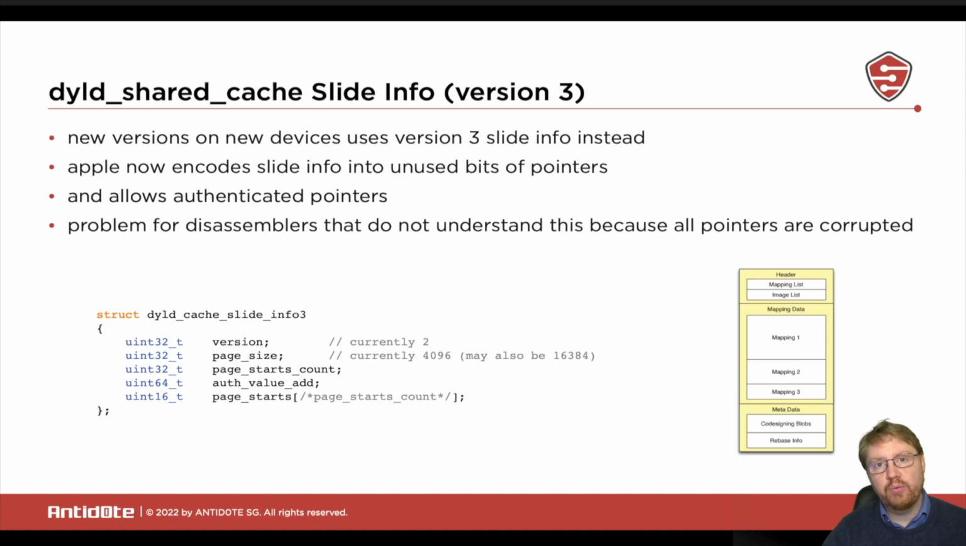But now we need to tell the system, when it loads this shared cache, that certain pointers are actually plaintext pointers and other pointers are protected by PAC in a certain way. And we need to store this extra information somehow. Again, this new extra information is a problem for all the tools that need to deal with it. And if they don't understand the version 3 format, we have the same problem again: corrupted pointers all over the shared cache in memory.